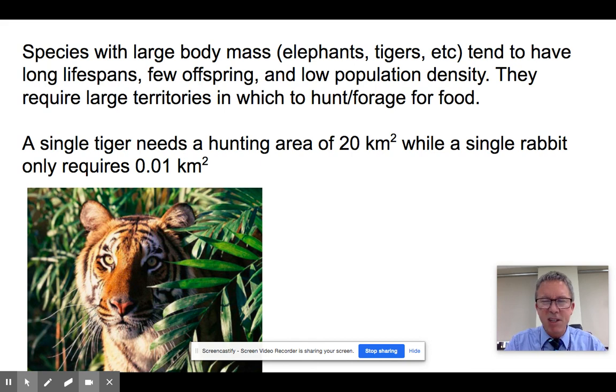Okay, so that's just skimming the surface of biodiversity. We're going to talk a lot about the many facets of it in this unit.